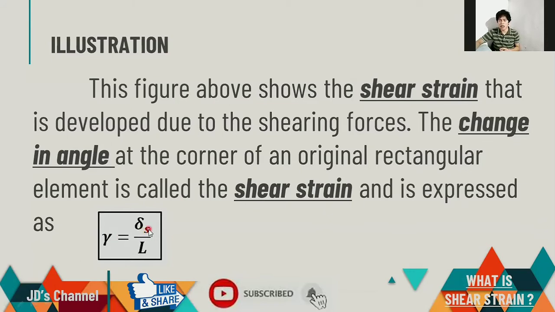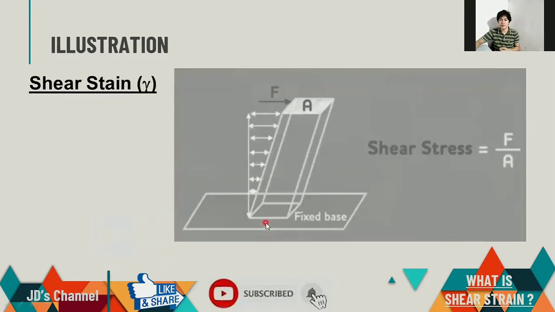It is expressed as gamma, or yung ating shear strain, is equals to delta S, yung displacement dun sa ating shear, or yung change in angular, over ng ating original length. So for illustration class, let's take a look at this example.